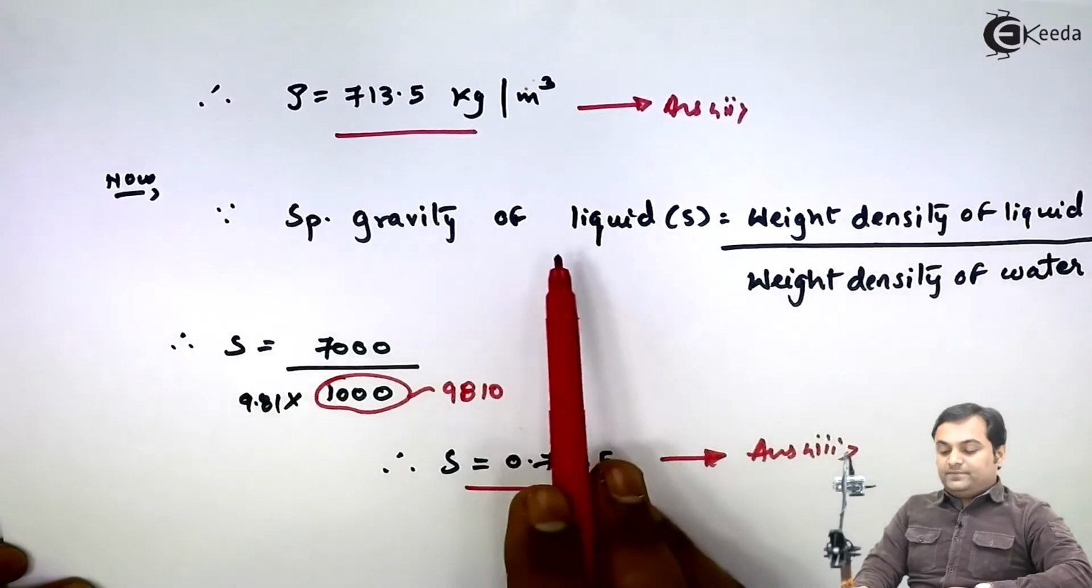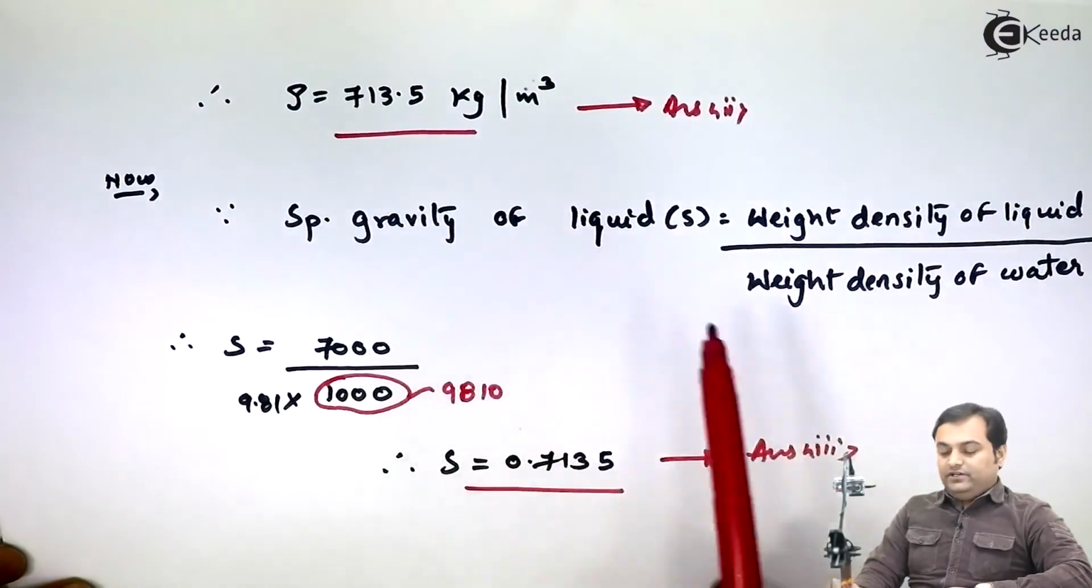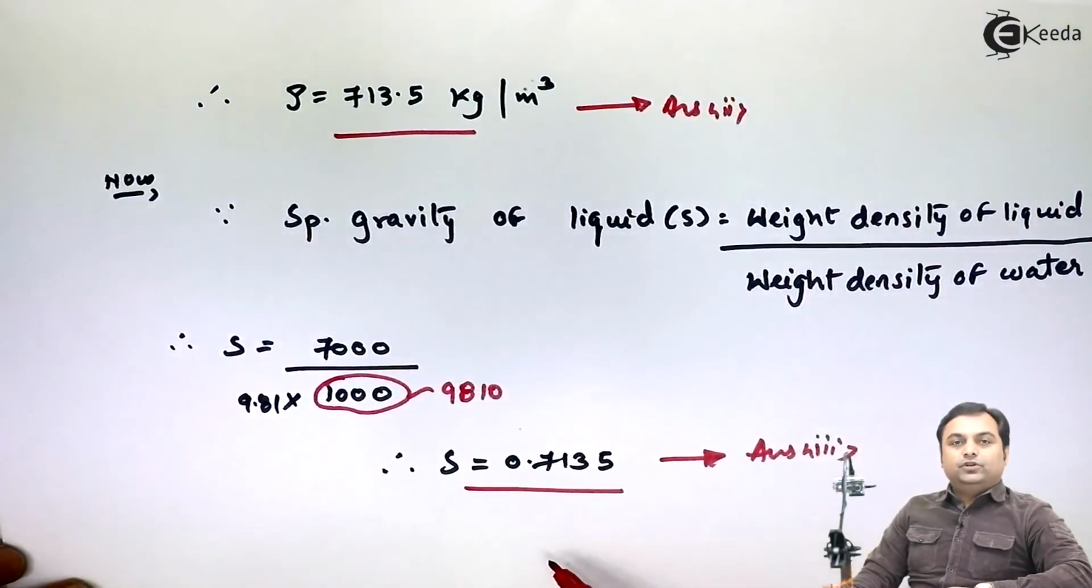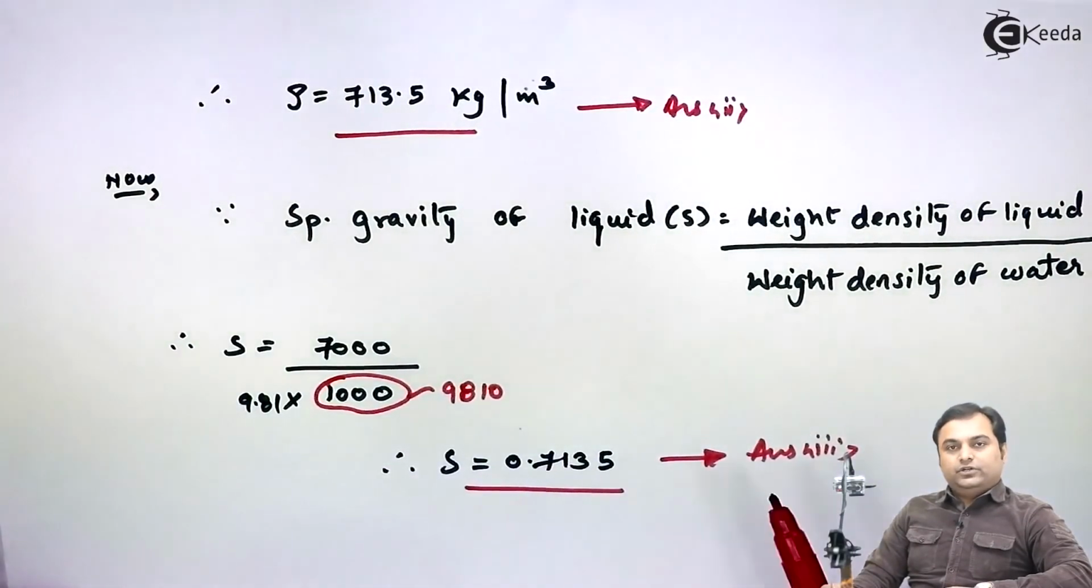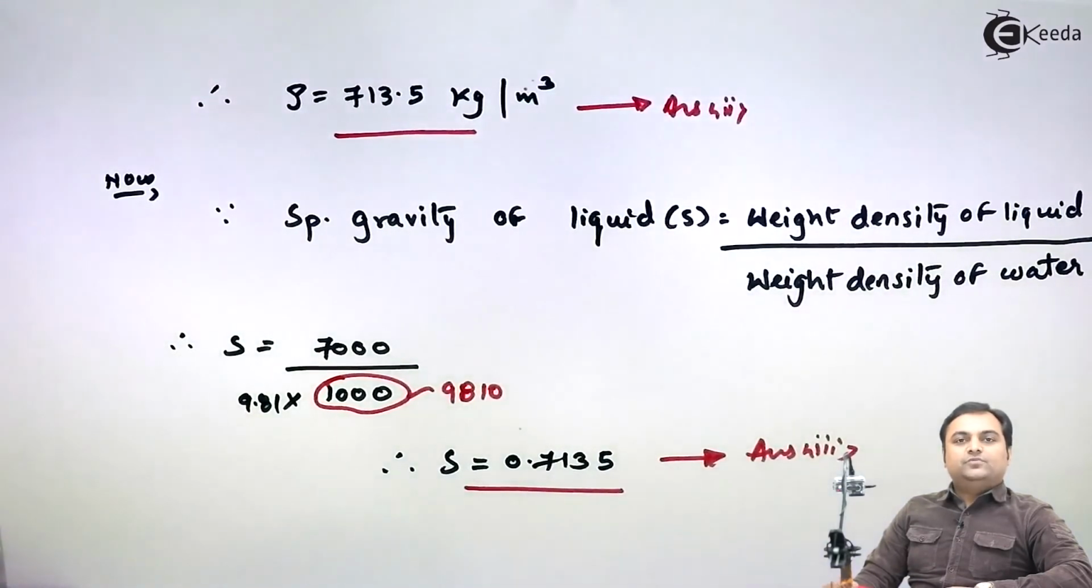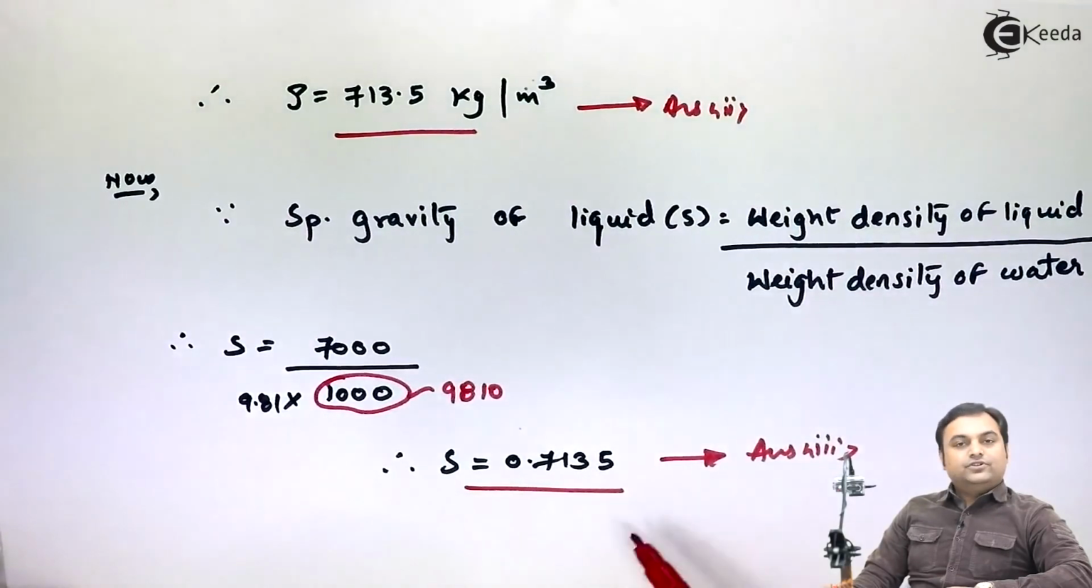So this much is the specific gravity of the given liquid, and since this value is less than 1, it means the liquid we have here is lighter than water. If the specific gravity is equal to 1, then it is water. If the specific gravity is more than 1, then the given liquid is heavier than water. So this was a simple problem related to properties of fluid.